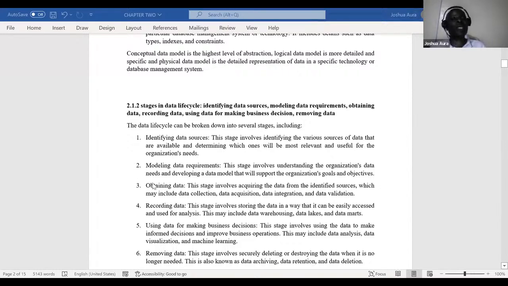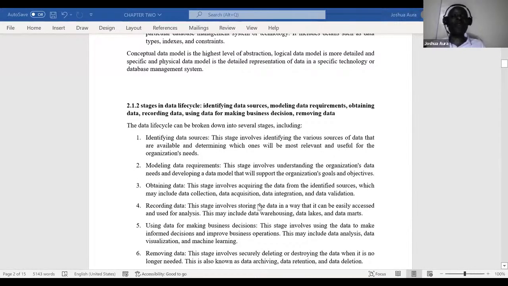After you've understood the data requirements, then number three, you go to the field and obtain data. This stage involves acquiring the data from the identified sources, which may include data collection, data acquisition, data integration, and data validation. Obtaining data.